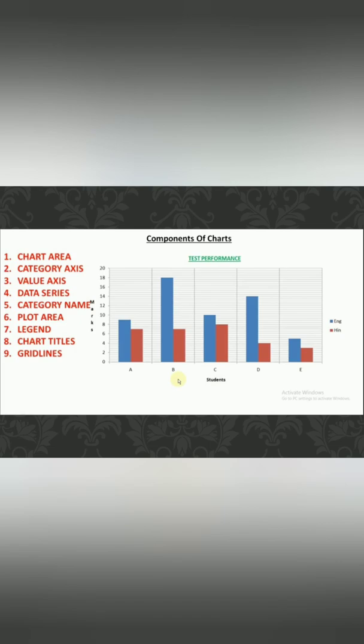Next is the value axis and the category axis. The category axis is the horizontal axis of the chart, and the value axis, the y-axis, is the vertical axis of the values. The vertical axis of a chart, where values are plotted, is called the value axis, like 0 to 20, and in the category axis we have A, B, C, D and E.